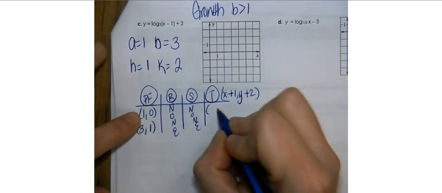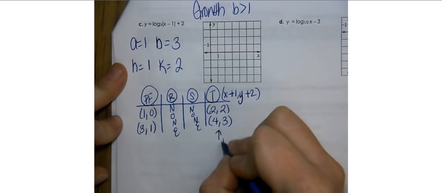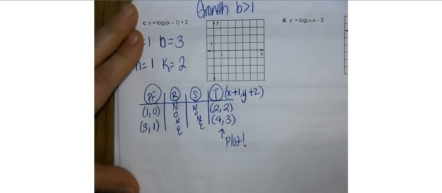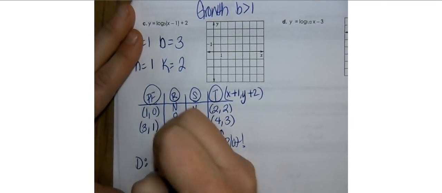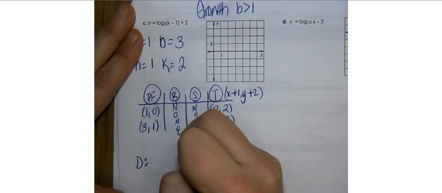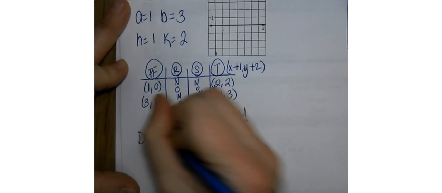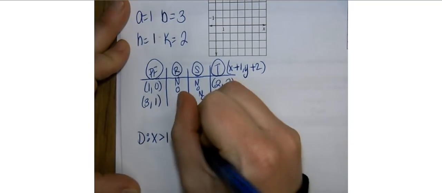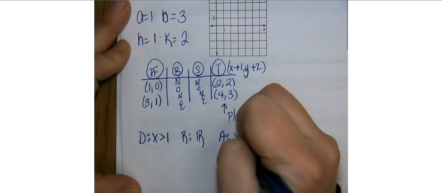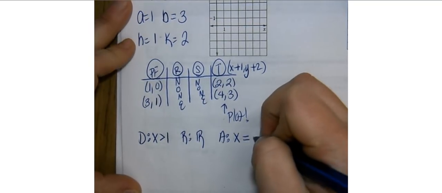So 1 plus 1 is 2, 0 plus 2 is 2, 3 plus 1 is 4, and 1 plus 2 is 3. These are going to be the ordered pairs that I'm going to plot. Before I plot, though, I strongly recommend that you come up with your domain, range, and asymptote. My domain is going to be all values of x greater than my h value, which is 1. My range is going to be all real numbers, and my asymptote is going to be x equals my h value, which is 1. So I'm going to graph my asymptote first.